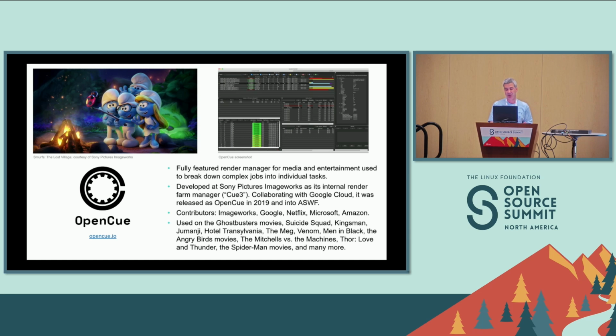OpenCue is a production quality network queue management software. So this is the piece that orchestrates doing the rendering and compute jobs, spread across sometimes tens of thousands of cores in a render farm or on the cloud. And it started out as the in-house render queue manager at Sony Imageworks, but in collaboration with Google Cloud, was turned into an open source project in 2019 and put into the ASWF.